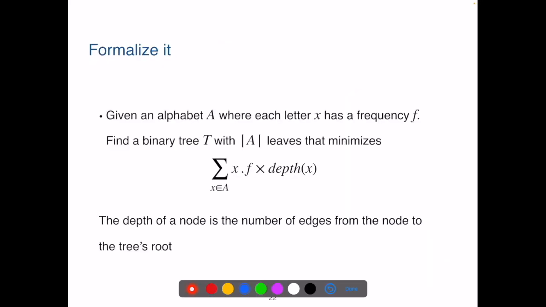Now let's formalize the problem of coding optimization. Given an alphabet A, where each letter X has a frequency F, the goal is to find a binary tree T with A's cardinality this many leaves that minimizes this sum. Here, the depth of a node or a letter is the number of edges from the node to the root. In other words, it is the length of a letter's encoding.